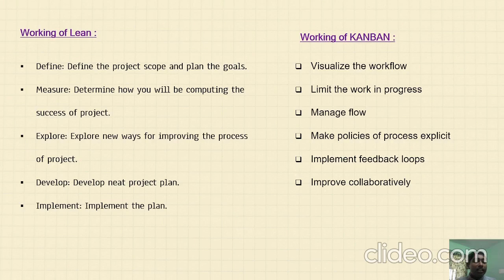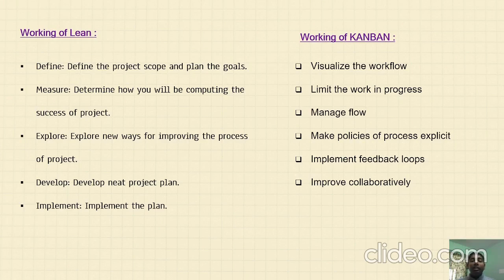The working of lean is in various steps. The first one is define. We start to define the project, the scope, and plan the goals. The next one is measure, determine how we will be computing the success of a project. The third one is explore. We have to explore new ways for improving the process of a project. Then develop, so we should develop a neat project plan. Then finally implement the plan.